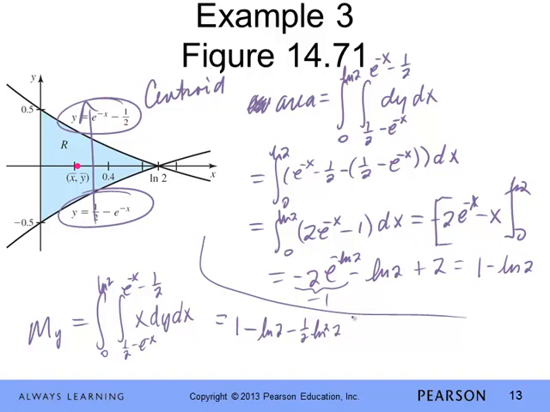Now, at this point, it might be convenient to round each of these numbers to some decimal. So 1 minus natural log of 2, I guess, worked out to be about 0.307. The 1 minus natural log of 2 minus 1/2 natural log squared of 2 was approximately equal to 0.067. The x bar is going to be approximately equal to, and it's approximate because I've already rounded the moment and the mass.